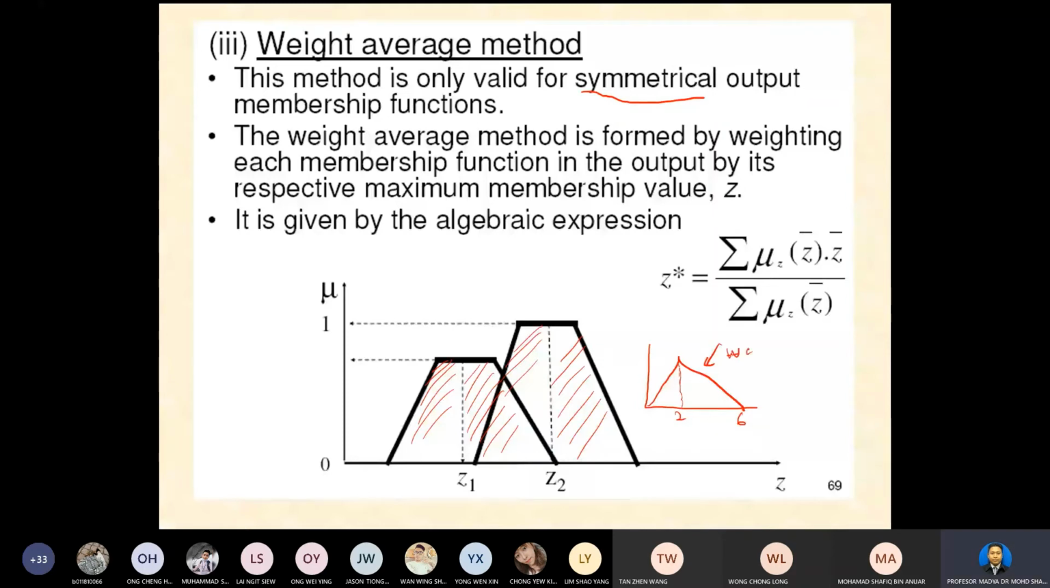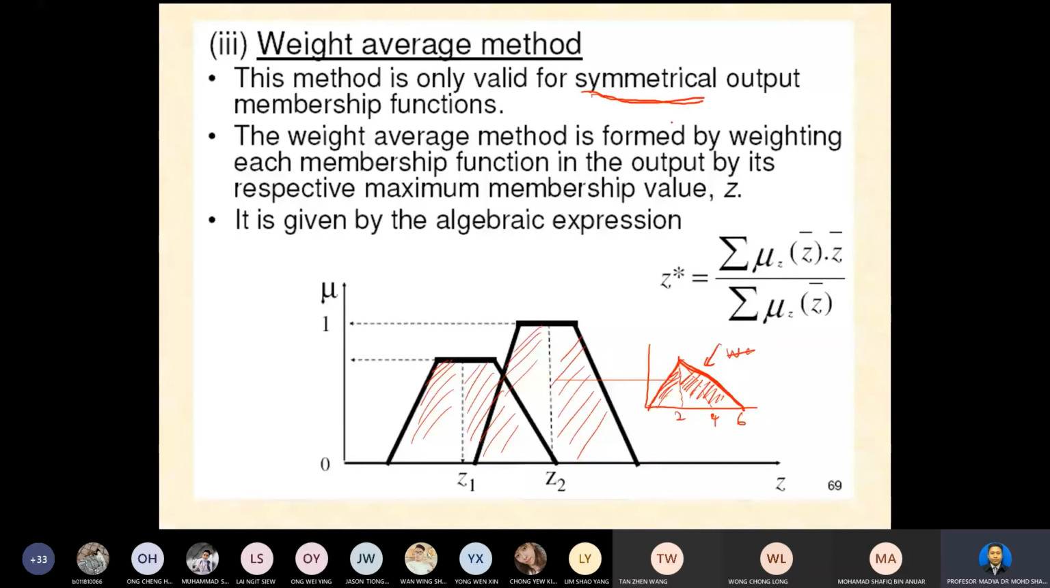If it is symmetrical, the output will be like this, 2, 4, for example. This one we can divide by 2, so this part and this part will be the same. That's why we can use the weighted average. But if this one, it is not symmetrical with this one, so we cannot use the weighted average. This method is valid for symmetrical output. You have to remember, this method is only valid for the symmetrical membership function.